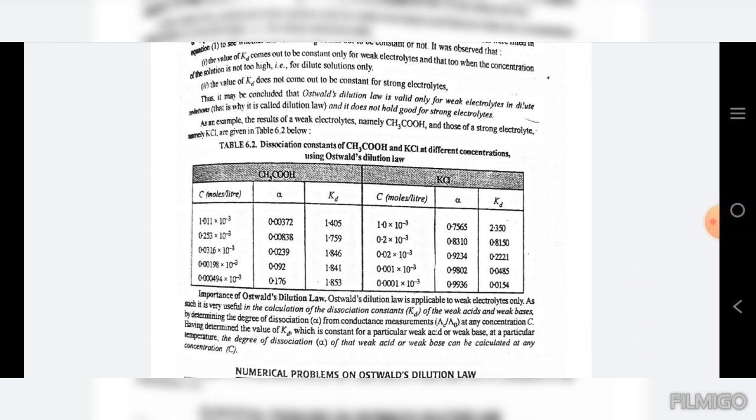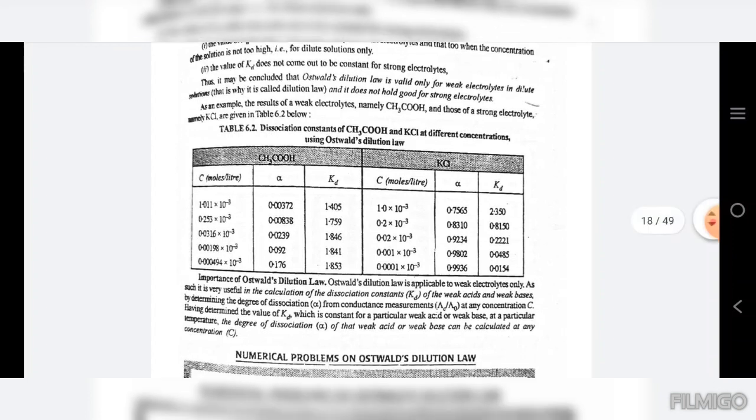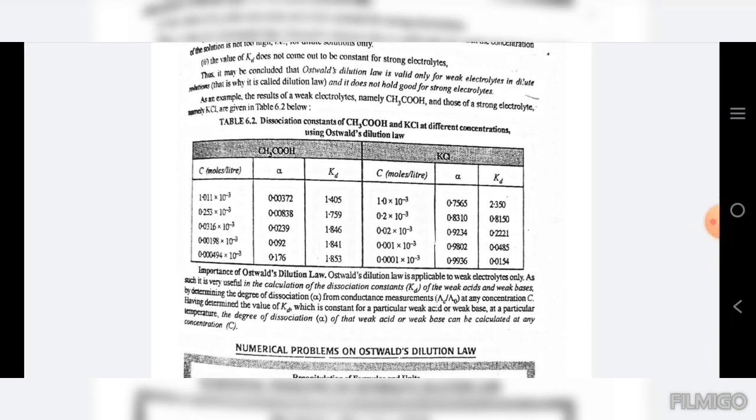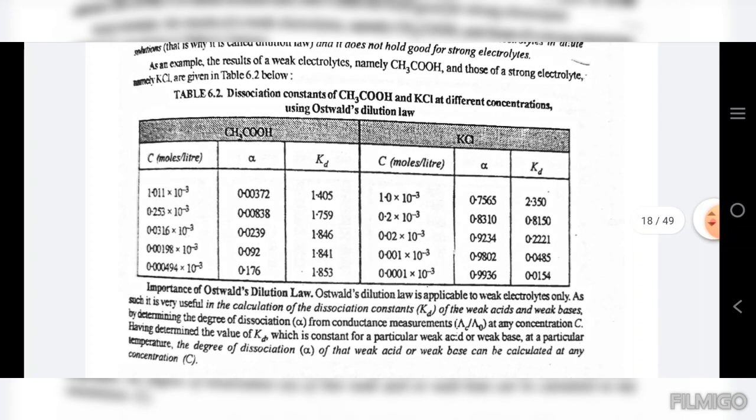The value of Kd does not come out to be constant for strong electrolytes. Thus, it may be concluded that Ostwald's dilution law is valid only for weak electrolytes in dilute solution. That is why it is called the dilution law, and it does not hold good for strong electrolytes. As an example, the results of a weak electrolyte, namely CH3COOH, and those of a strong electrolyte, namely KCl, are given in table 6.2 below. Dissociation constants of CH3COOH and KCl at different concentrations using Ostwald's dilution law.